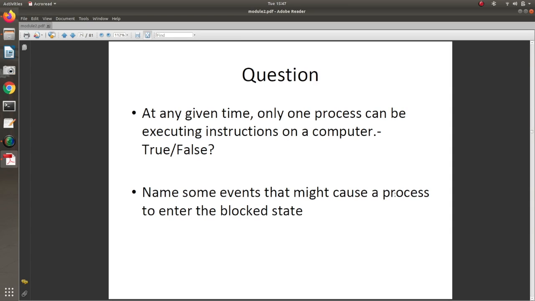Now, moving on, I have another few questions. At any given time, only one process can be executing instructions on a computer. This is your first question. Name some events that might cause the process to enter the blocked state. I've already given you one example, input or output. Try thinking about some more events that can cause a process to get into the blocked state.